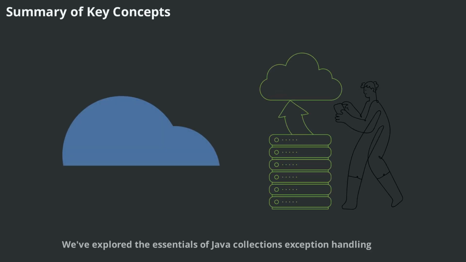We've explored the essentials of Java collections, exception handling, and multi-threading. Understanding the differences between sets, maps, arrays, and lists, as well as how to handle exceptions and manage threads, is crucial for writing robust and efficient Java programs. These concepts form the foundation for advanced Java development and help you build scalable, maintainable applications.